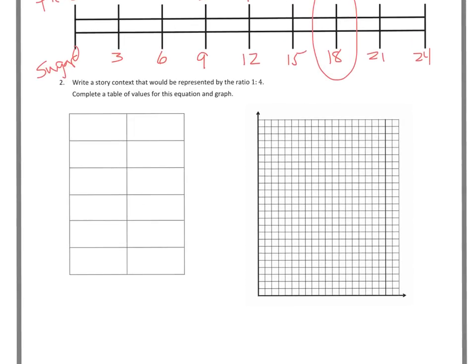For this bottom part, it says write a story context that would be represented by the ratio 1 to 4. Complete a table of values for this equation and graph. I'm going to let you write the story, but I'm going to get the ratio in. So I'm going to do 1 to 4, which means my next value is 2 to 8. So for every 1 I go up on the left side, I'm going up 4 on the right side. And I'm left with those values, and those are my coordinates. So 1, 4, 2, 8.